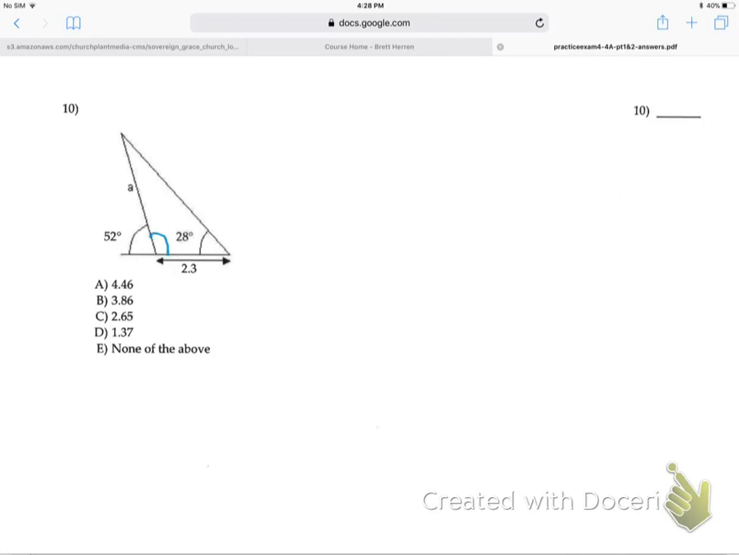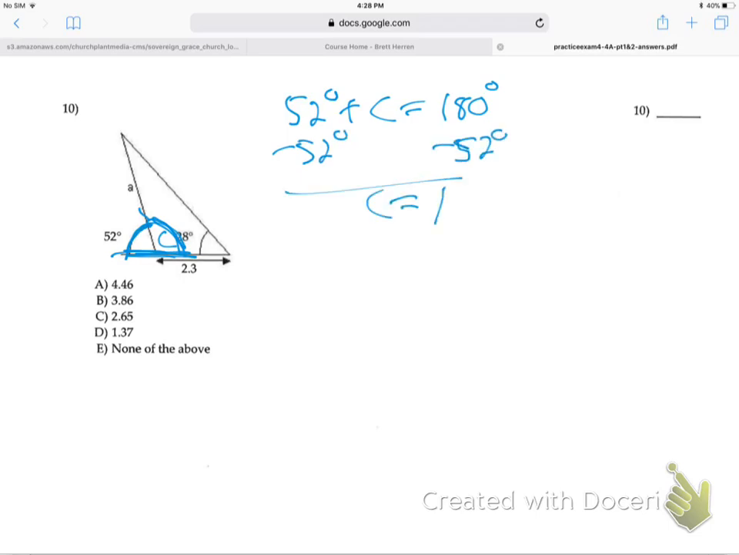Well, we're going to have to find this angle here first off. That angle there, call it angle C or whatever. So 52 plus angle C must be 180, right? Because they make the top of a straight line. This amount plus this amount together make a 180 degree rotation. So solve for C. Subtract 52 from both sides: 128. So C is 128 degrees.